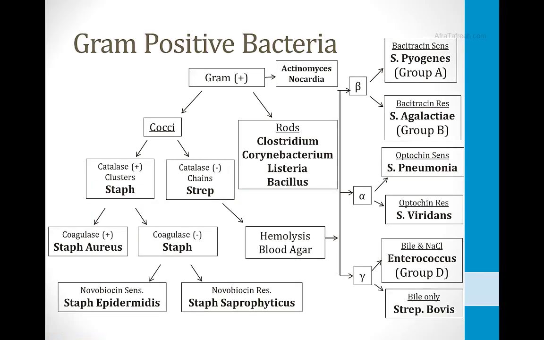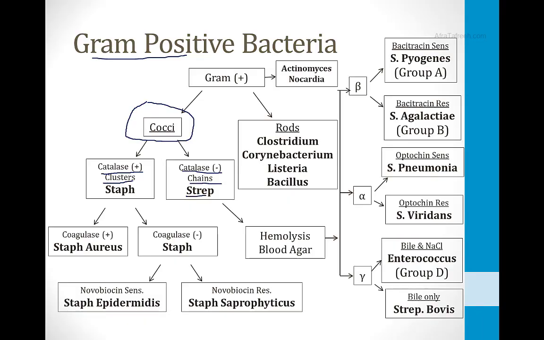So here's our algorithm for identification of gram-positive bacteria, and once you identify that you're dealing with a gram-positive cocci, the next test you want to do is the catalase test. Catalase-positive bacteria are staph, and they tend to occur in clusters. Catalase-negative bacteria are strep, and they tend to occur in chains.